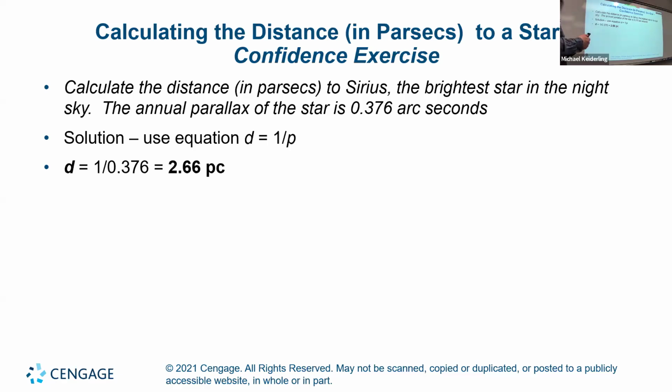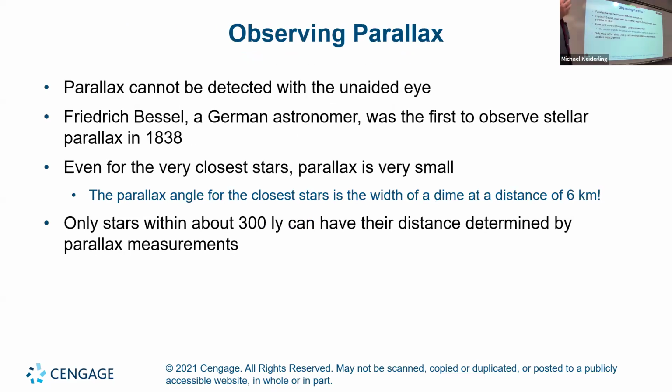Sirius is quite close and also big, which is why it's the brightest star in the sky. So parallax cannot be detected with the unaided eye. You need a pretty decent telescope. And in fact, it was not detected until 1838. That was when the first parallax was detected.